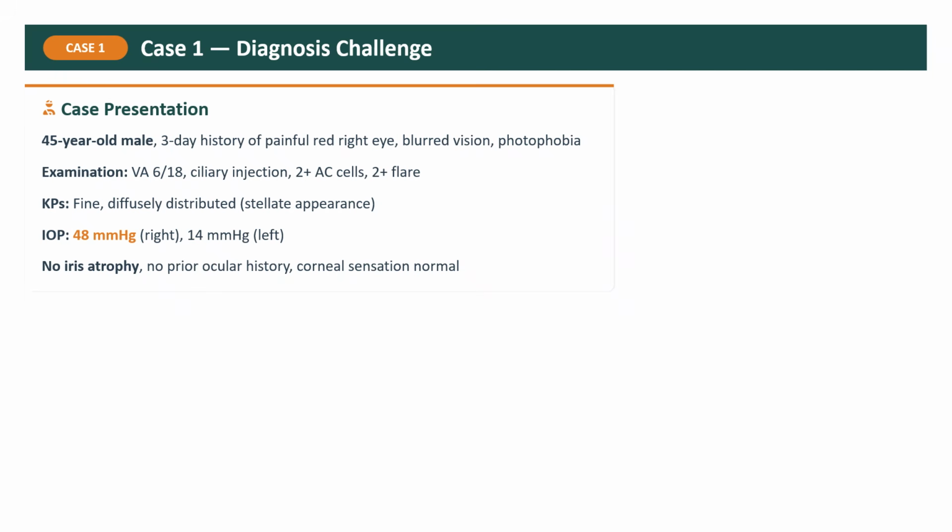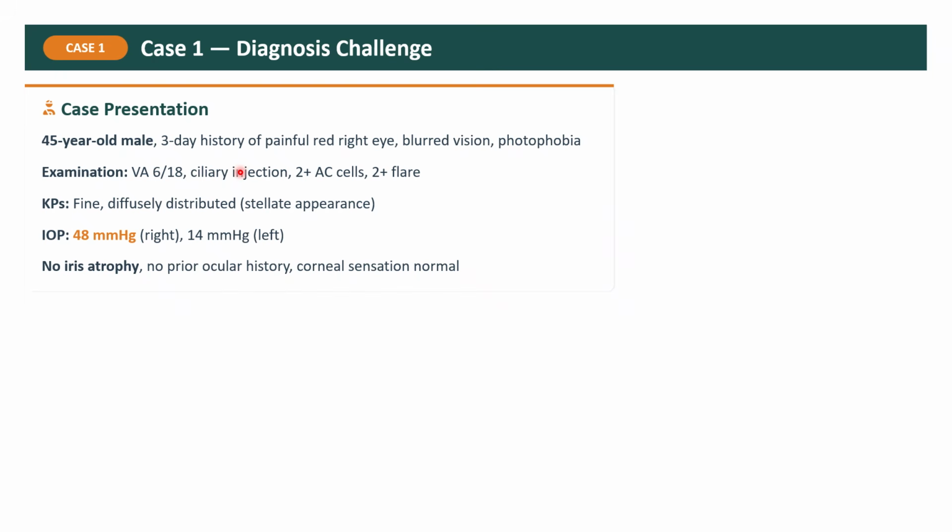Now, the first case: a 45-year-old male patient presented with a history of 3 days of painful red eye with blurring of vision. Examination shows ciliary injection, mild cells and flare, fine diffusely distributed KPs, satellite appearance, and intraocular pressure is high, reaching 48 mmHg. There is no iris atrophy, no prior ocular history, and corneal sensation is normal. So the first thing that points to a viral etiology: male predominance, as we have said before, unilaterality, that's only the right eye's involvement, and acute onset.